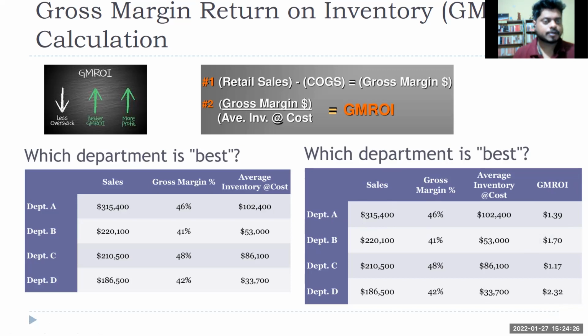For an inventory or supply chain operations person, GMROI is the big one. But for a salesperson or a marketing person, they will be looking at this much sales and gross margin, right? And that is somewhere the conflict comes, right? Because they will be looking at the sales.